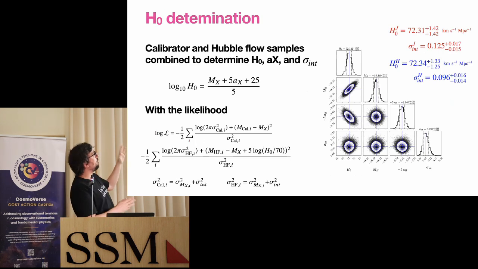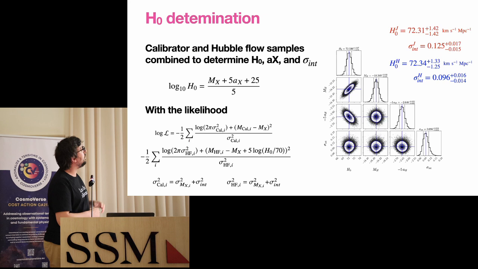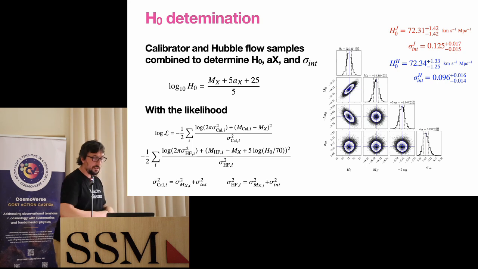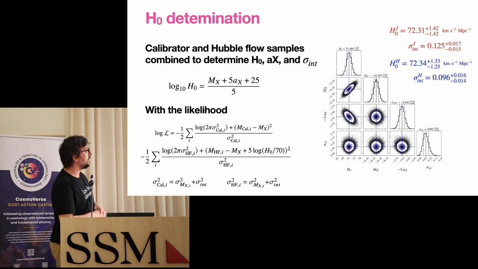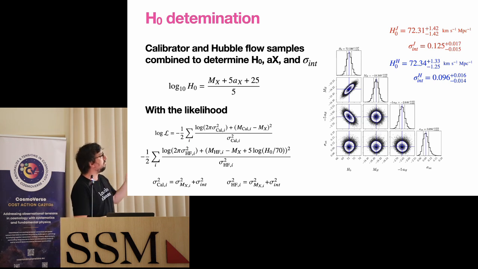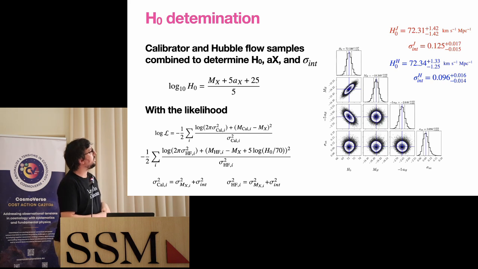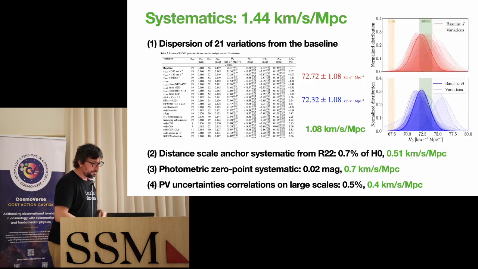And then we put everything together in the machinery with this likelihood here to measure H naught. So the absolute magnitude is given by the calibrators, and the intercept is given by the Hubble flow data. You put all that together, and our results are up there, 72.3 basically in J and H, with a statistical error in this case of about 1.4 and 1.3, and an intrinsic scatter sigma of 0.12 and lower than 0.1.